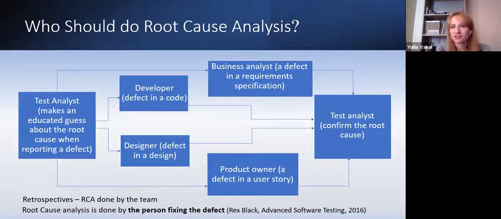But as you can see from this diagram, if the test analyst made the wrong guess, it would probably take more time to understand and pin down where the issue is. And once it's fixed, once the root cause is resolved, it should be verified by the test analyst as well. From my experience, I did it like this. I was a tester, and I had lots of defects in my bug tracking system, and then I tried to make this educated guess, and it worked to some extent.